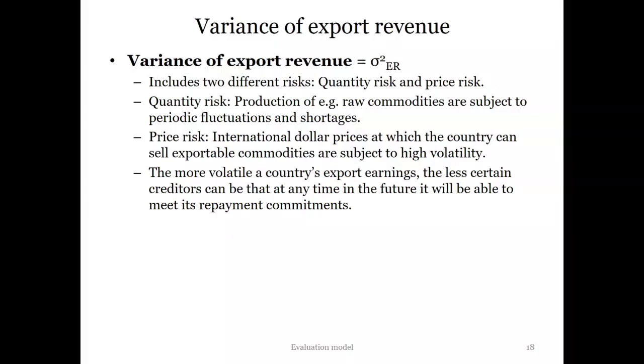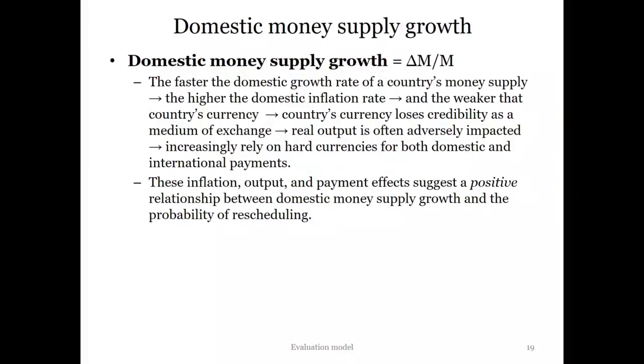And we also have variance of export revenue. So this one should be straightforward, right? So the more volatile the value of a country's export revenue, of course, the riskier for them to repay, right? So during bad times, if they can't generate enough export revenue, they have a high risk to default, right? So that's this one. The last one, domestic money supply growth.